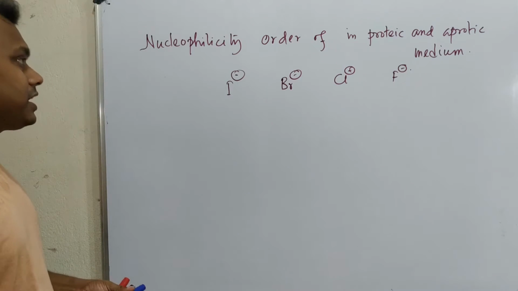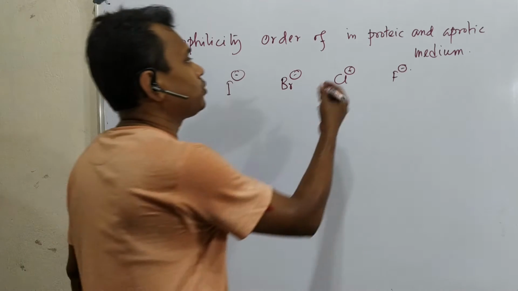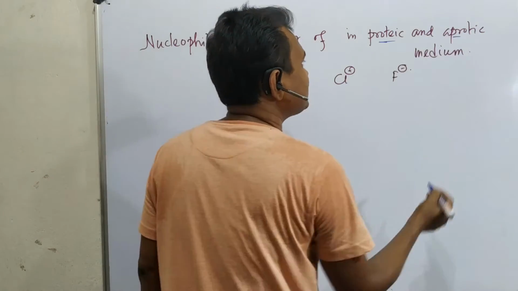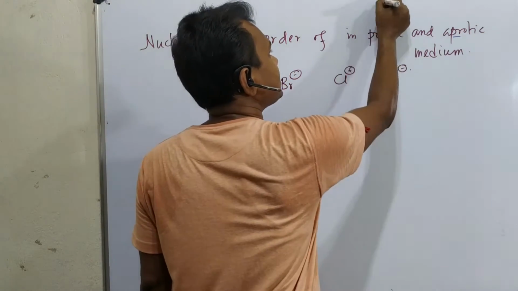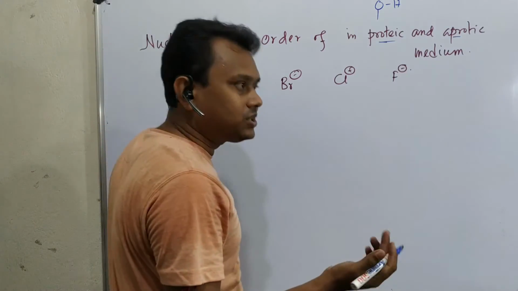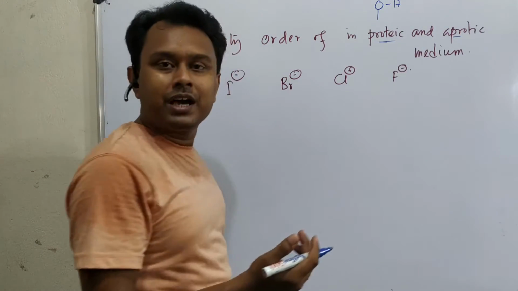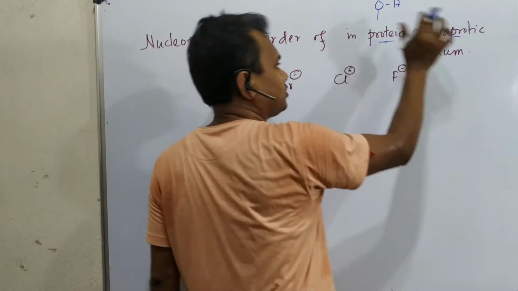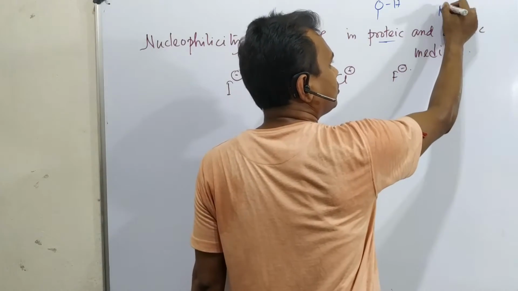Now, in the question I have mentioned two words. One is protic and another is aprotic. What does protic mean? Protic means there is an OH. You may consider this an alcohol derivative or an NH derivative. Generally, we don't use ammonia or amine as a solvent, so let's focus on OH. And aprotic means no OH.